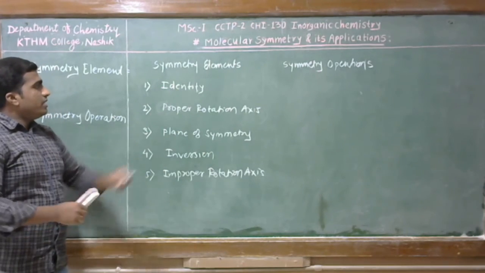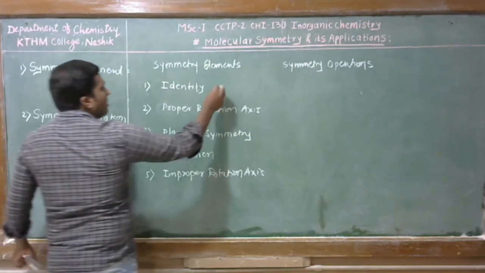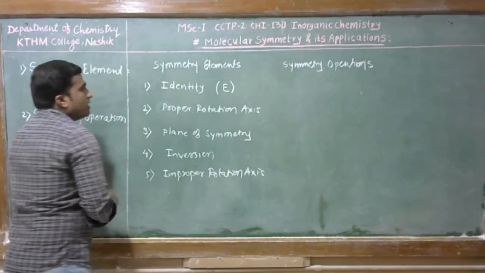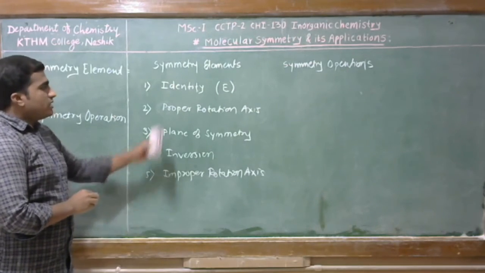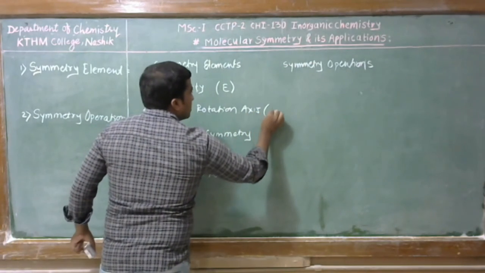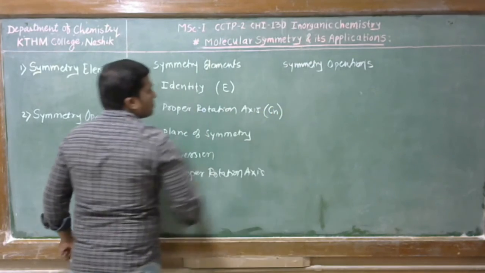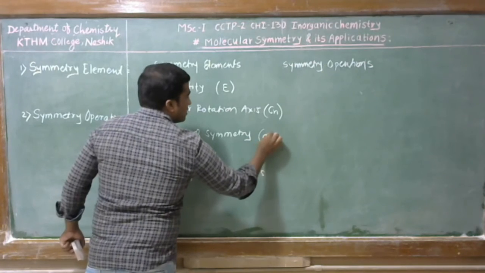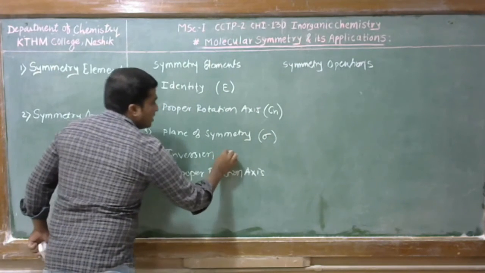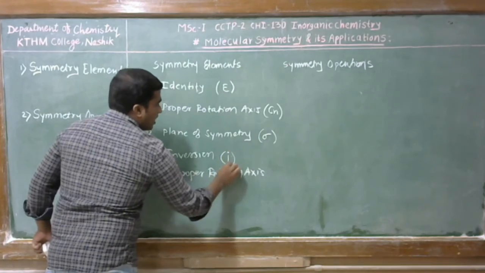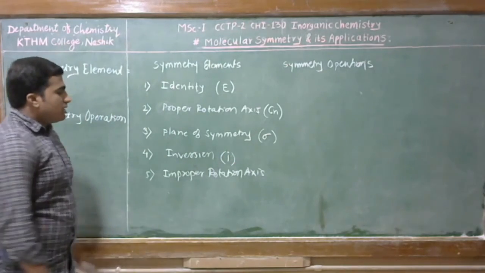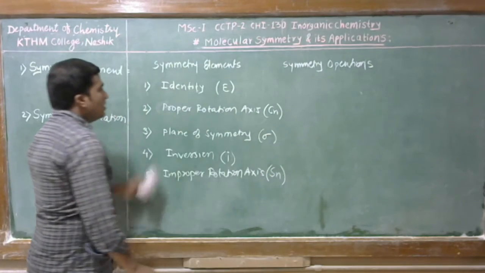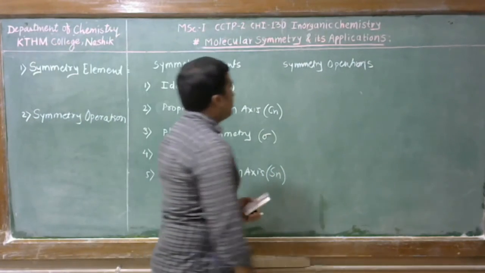First one, identity, is denoted by the symbol capital E. Second symmetry element is proper rotation axis, denoted by Cn. Next, plane of symmetry, denoted by the symbol sigma. Inversion denoted by the symbol small i, and improper rotation axis denoted by Sn. Okay, these are the 5 important symmetry elements.